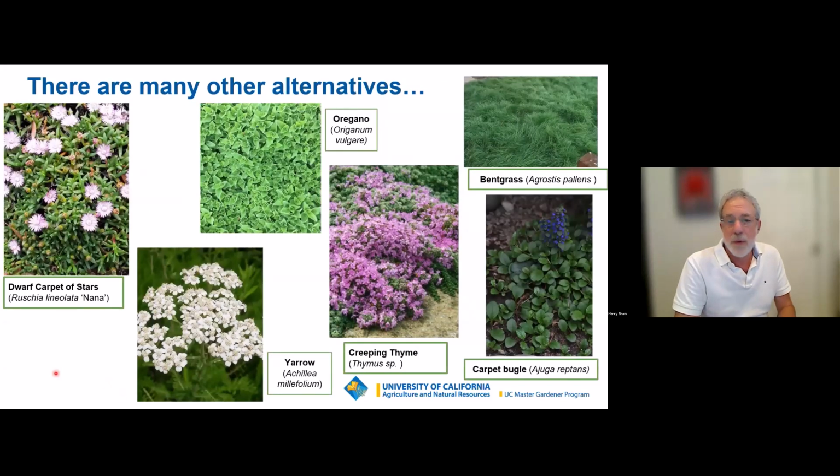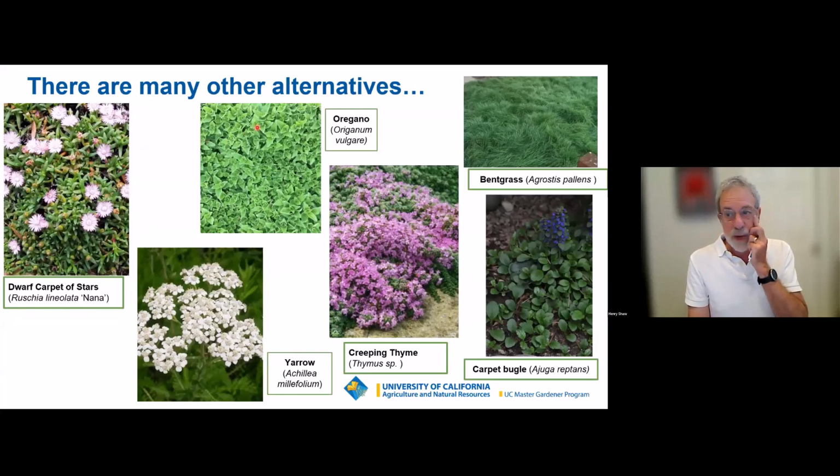And there are many other alternatives. Dwarf carpet of stars is a succulent, so it doesn't have very good foot traffic tolerance. You can't walk on it very well, or you crush it. And the other drawback with this is that it tends to get woody over time, so it's not pleasant to walk on. It gets bare spots, so you have to replant it fairly often. But it's extremely drought tolerant and very attractive.